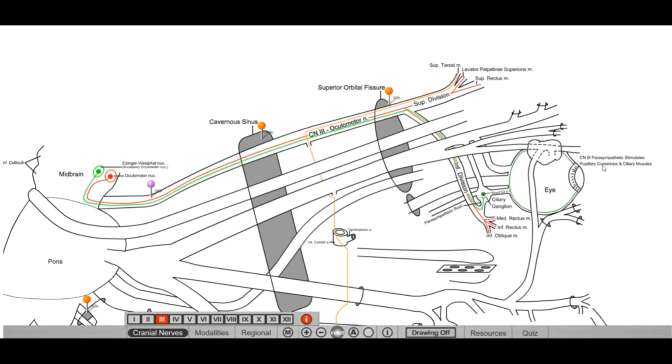So that's exactly how cranial nerve number 3 works, and that's all that's important for cranial nerve number 3.